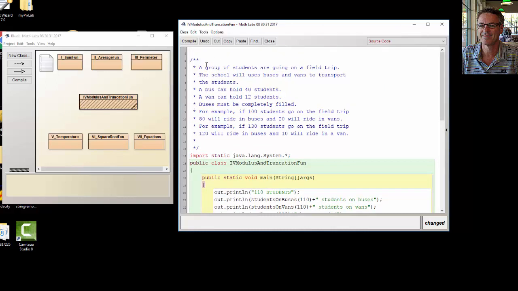Okay, we've got students going on a field trip, and there are strict directions about how we transport the students. A bus can hold up to 40 students, but a bus must be filled to be used. So if you have 35 students going, you don't get to use a bus. You don't fill the bus. So you have to use what?